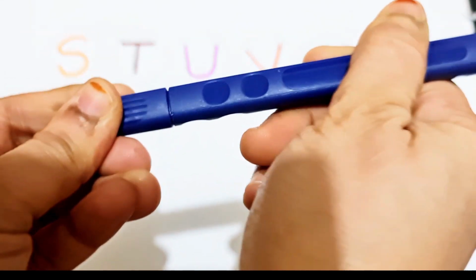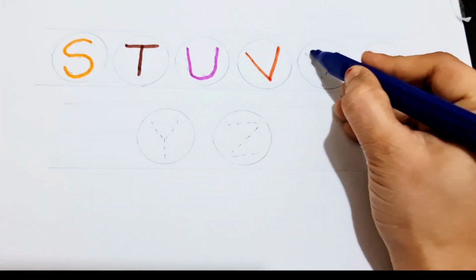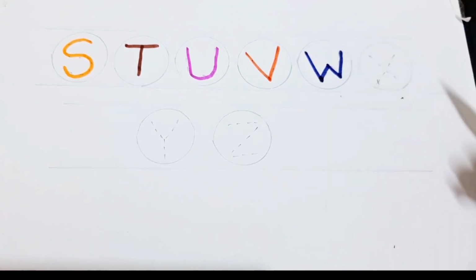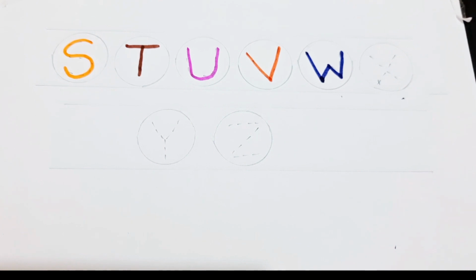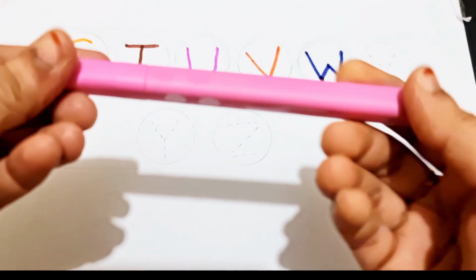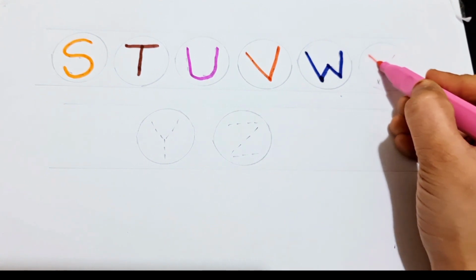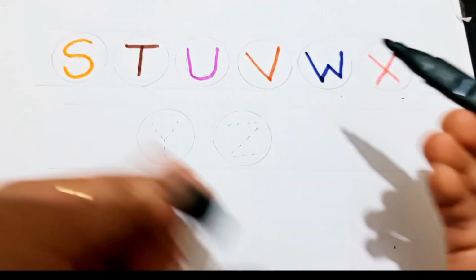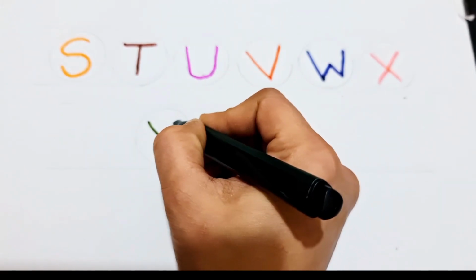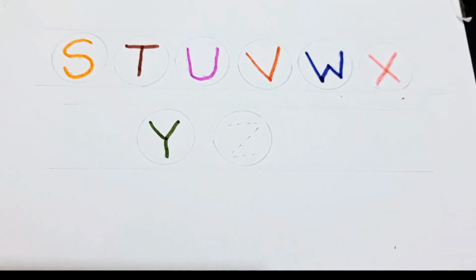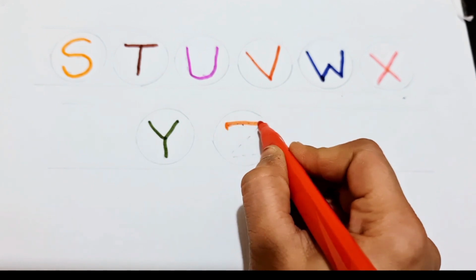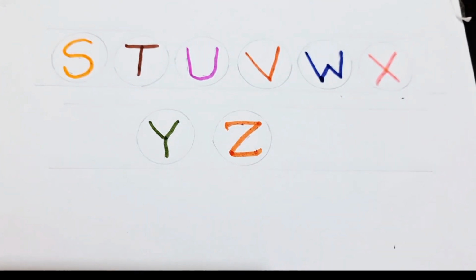Dark blue color. W. W is for watermelon. Baby pink color. X. X is for xylophone. Dark green color. Y for yak. Red color. Z is for zebra.